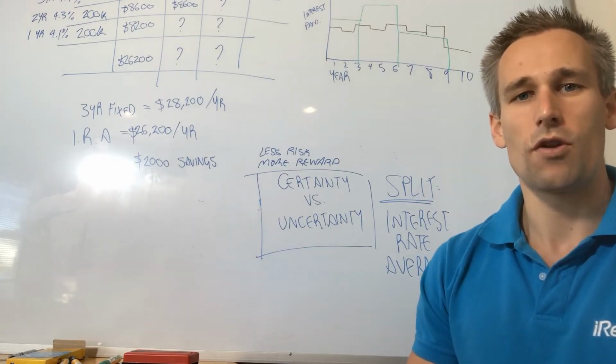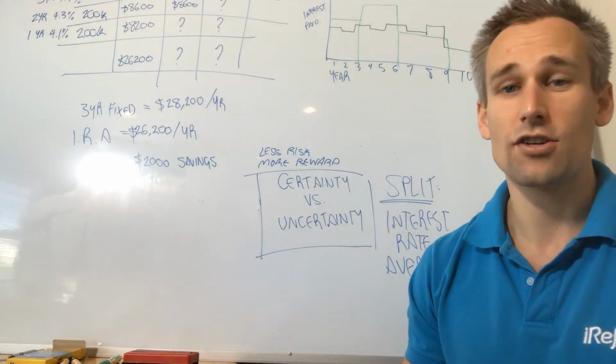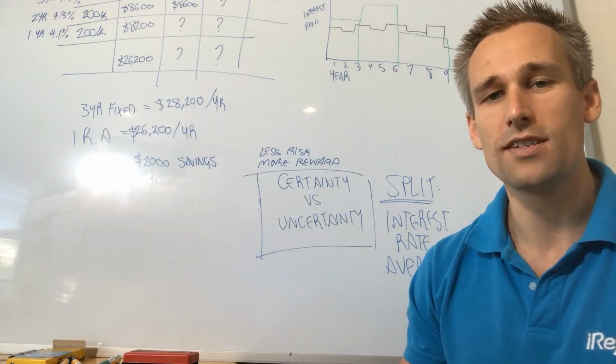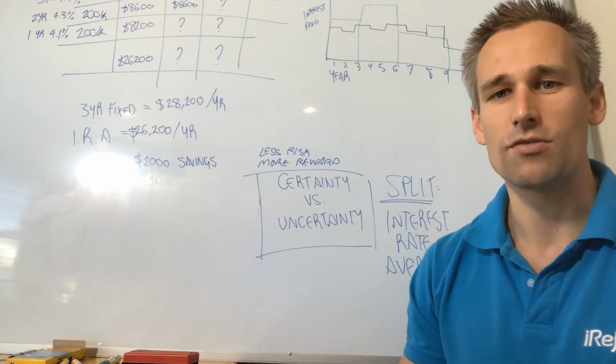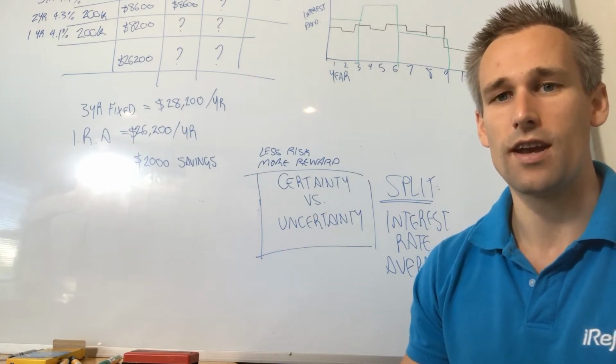So a lot of people get confused. Should I pick 1 year? Should I pick 2 years? Should I pick 3 year rate? How should I structure my mortgages? And how do I make sure I'm always getting the lowest rates? And so general best practice is called interest rate averaging.